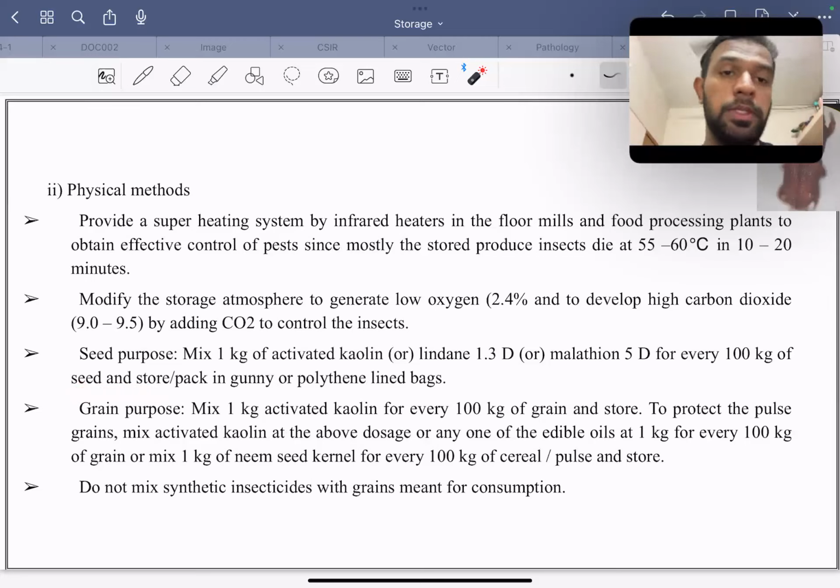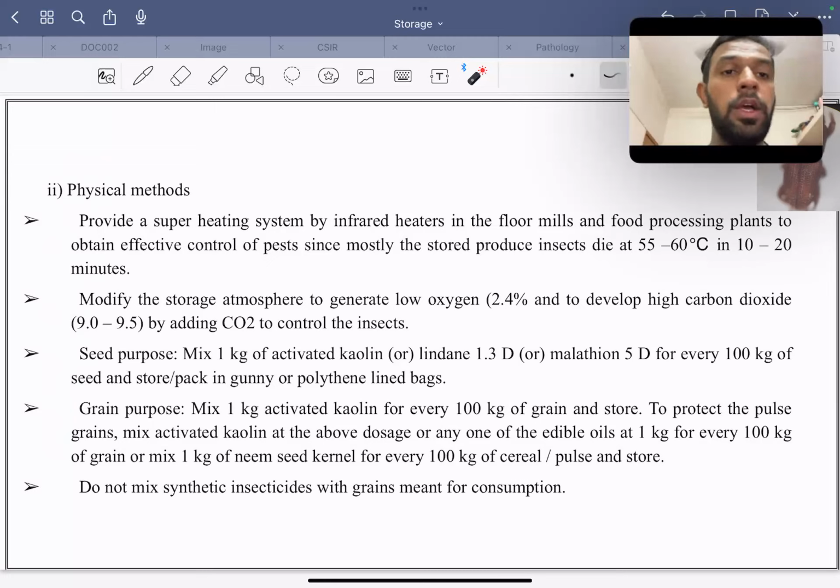For grain purpose, you can mix the activated kaolin at 1 kg for every 100 kilogram of grain. Actually, when we are using this for grain purpose, we don't advise the use of chemicals. So for preventing them, we'll be using activated kaolin.